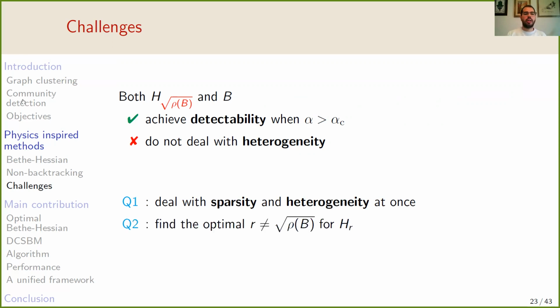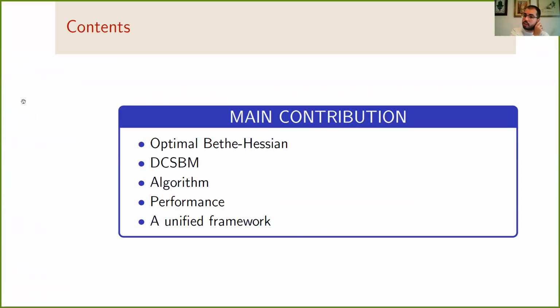Second, is there a value of r which is different from the square root of rho B, which is capable of achieving this task, which works better than the initially proposed choice? And finally, if it exists, is there a simple way to estimate it? The answers to these questions are the central contribution of our work, which consists in the proposition of an optimal Bayesian parametrization. It's studied on the DCSBMs. Then we proposed, based on these results, an algorithm which is tested and then interpreted.